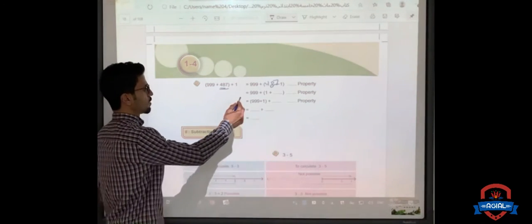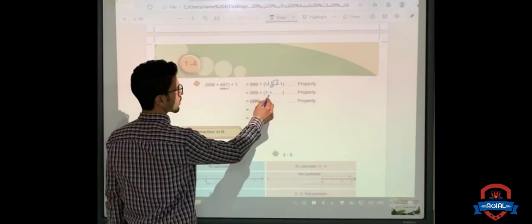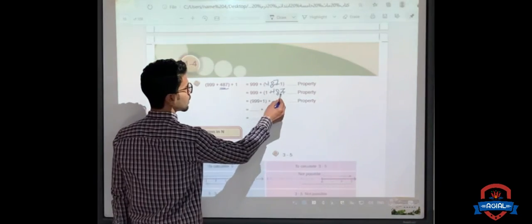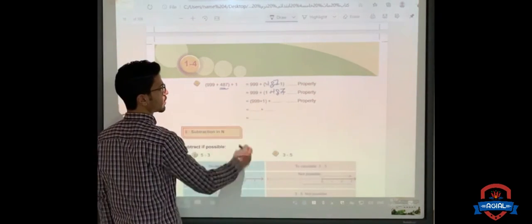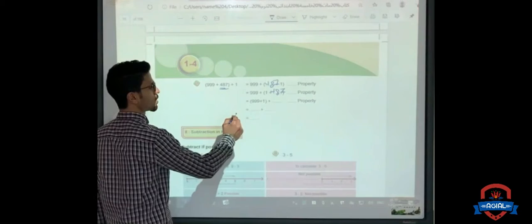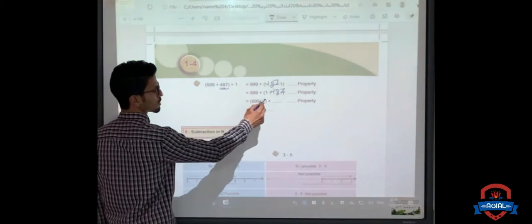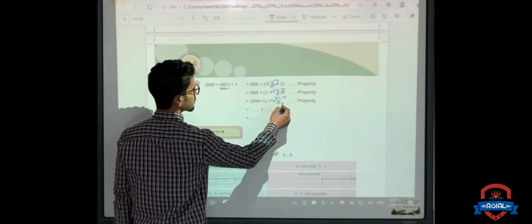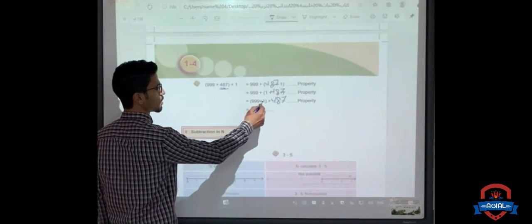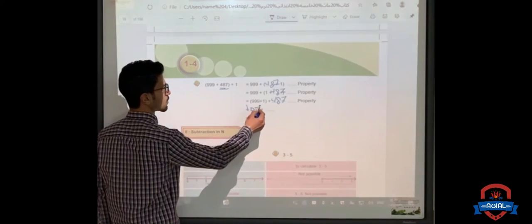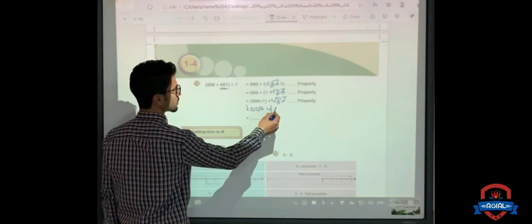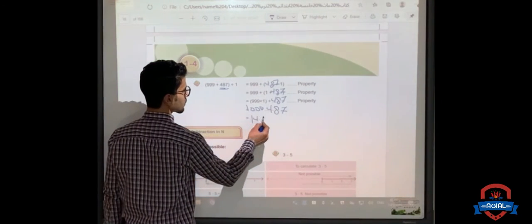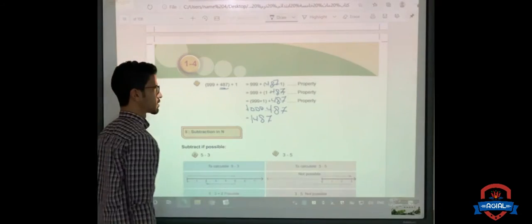And here we have 999 plus 1 plus 487, and we use the commutative property. Then we have 1 plus 999, and here we have 487. And 1 plus 999 equals 1000, plus 487, so we have 1487. I think this is clear to you.